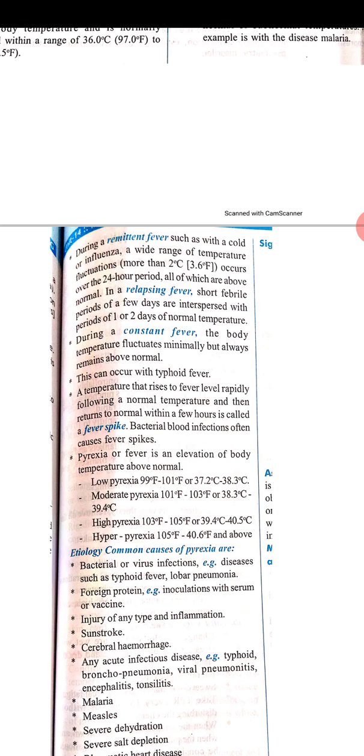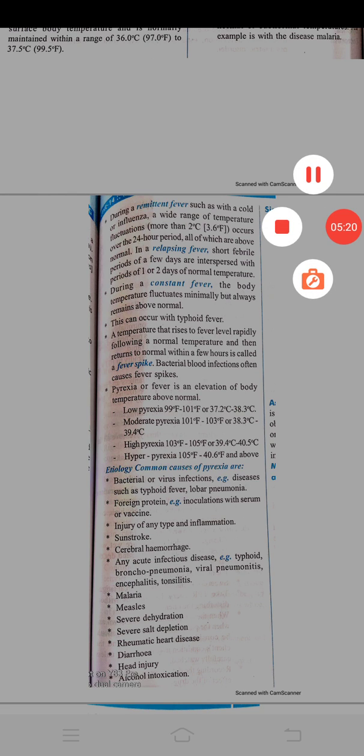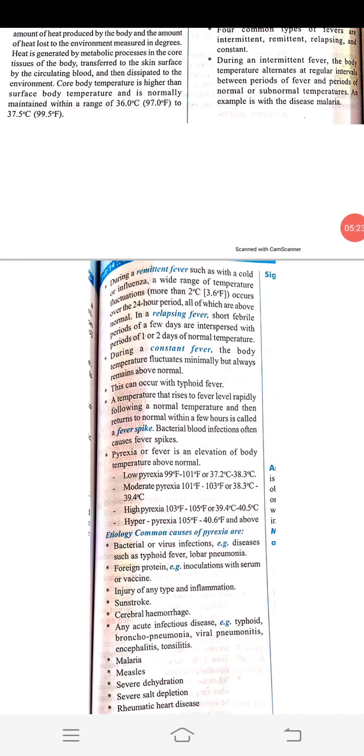Then there are four common types of fever: constant fever, also called continuous fever, remittent fever, intermittent fever, and relapsing fever, and others are irregular fever, etc. So let's see the constant fever.